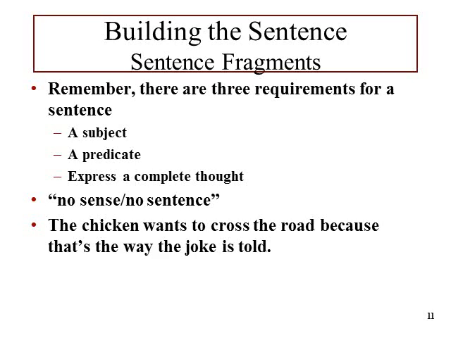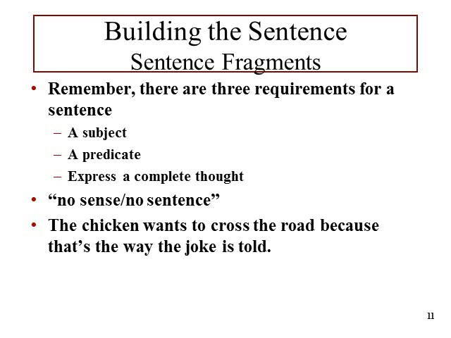We also want to talk about sentence fragments. Remember, sentences, there are 3 requirements. You need a subject, you need a predicate, but the key is that it expresses a complete thought and it makes sense. So the sentence here, the chicken wants to cross the road because that's the way the joke is told. Nice. That is a sentence. Our subject is chicken, and wants is our verb. To cross is our infinitive.